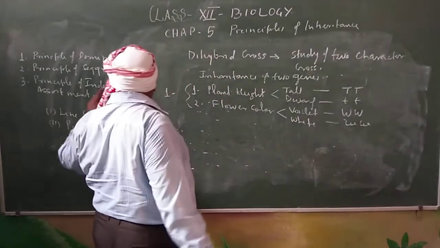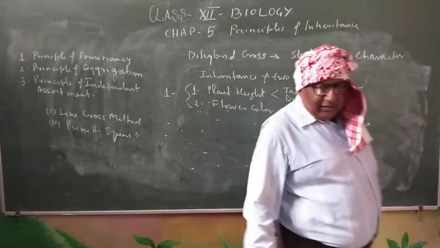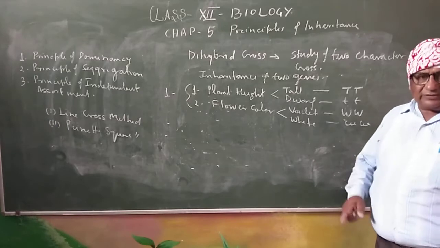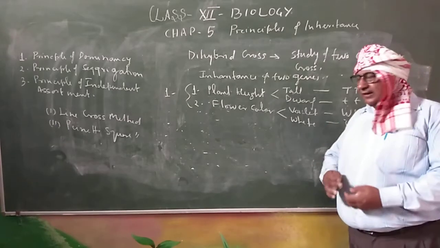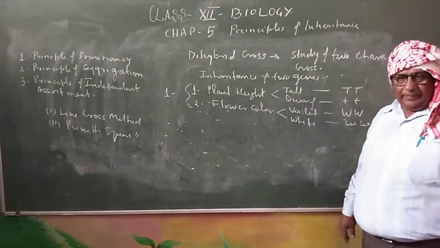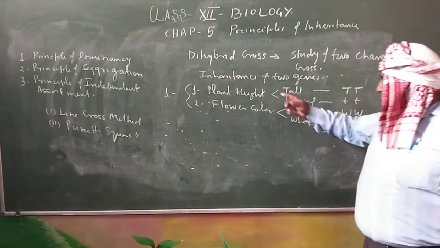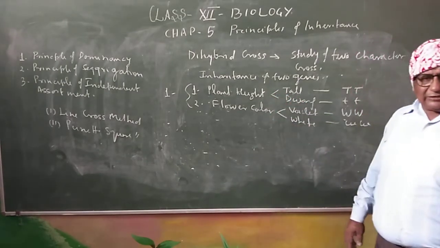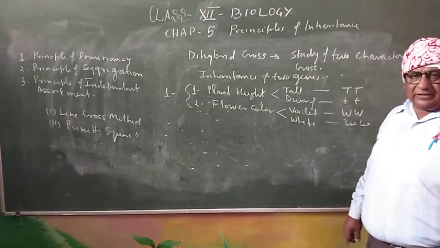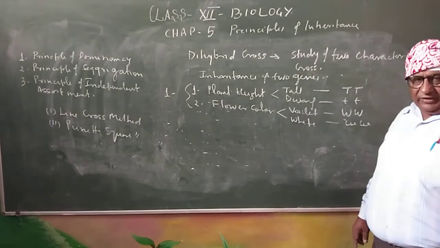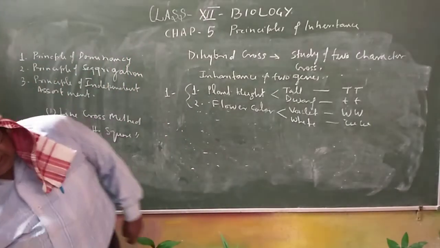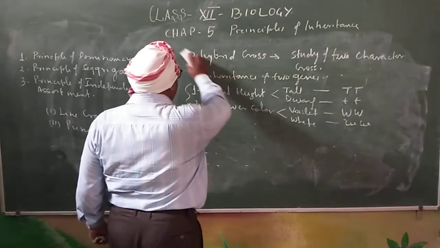Now, our topic is principle of independent assortment. It means the characters expressed independently without the interference of one character over other. Here we are going to study two characters at a time. The expression of one character is independent over the expression of other characters. Just we'll see this cross and we'll conclude the third law of inheritance, that is principle of independent assortment.